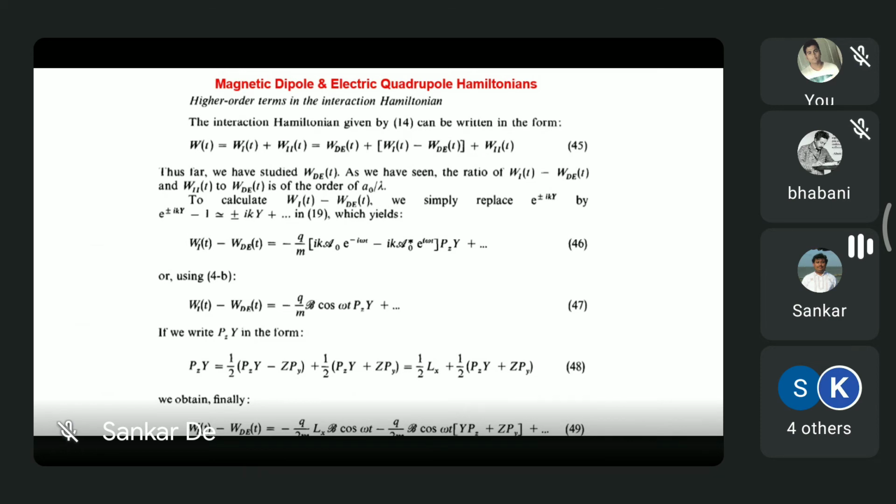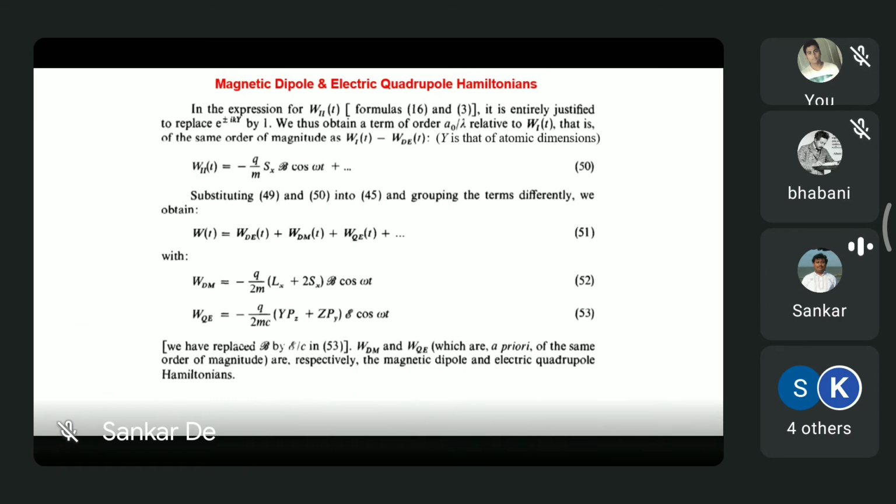Therefore, the magnetic dipole will have an Lx as well as an Sx term, so it has both orbital angular momentum and spin angular momentum in it. And the electric quadrupole term will have an electric field term, and it will have ypx plus zpy. Okay, so these are the two interaction Hamiltonians for the magnetic dipole and the electric quadrupole.